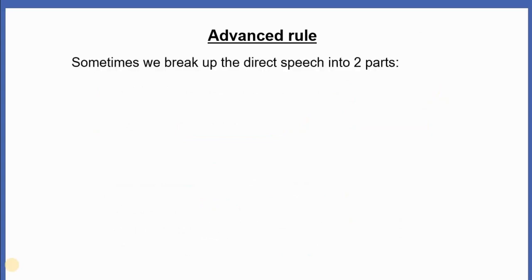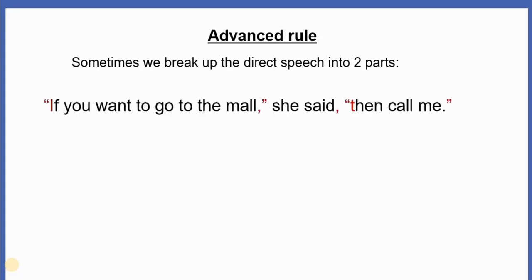Advanced rule. There's an advanced rule. Sometimes we want to break up the direct speech into two parts. Example, "If you want to go to the mall," she said, "then call me." We have two parts of the direct speech, here and here. And in the middle is a reporting clause. So here, we have put the reporting clause in the middle of the direct speech. And there is a special rule for this.